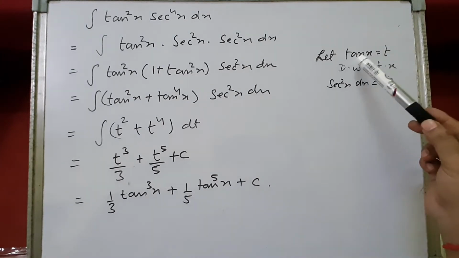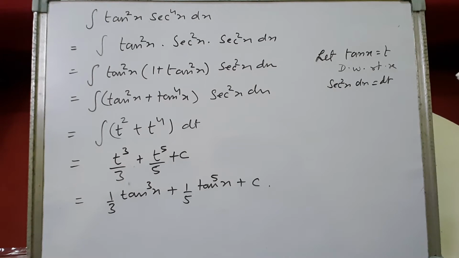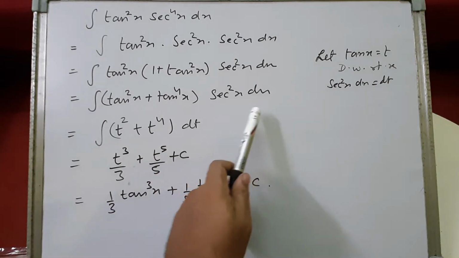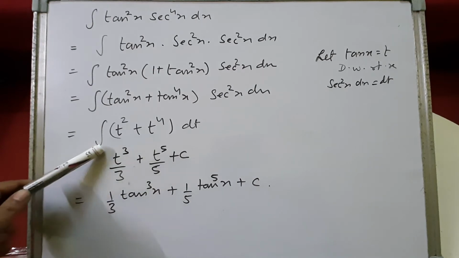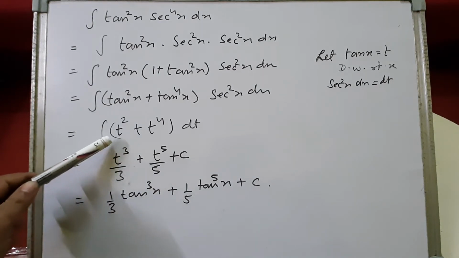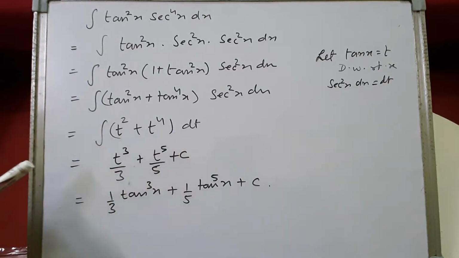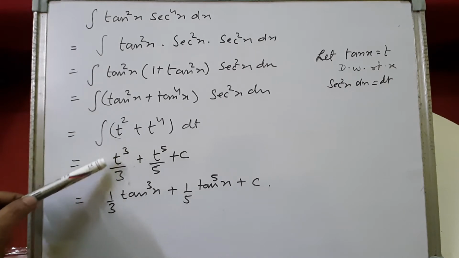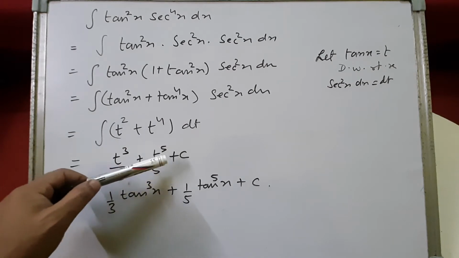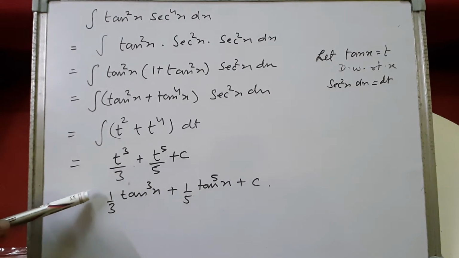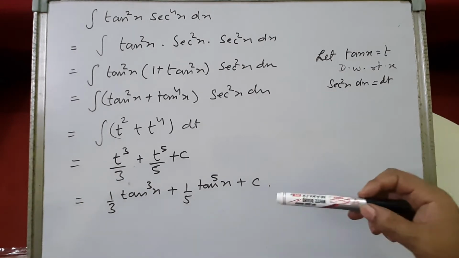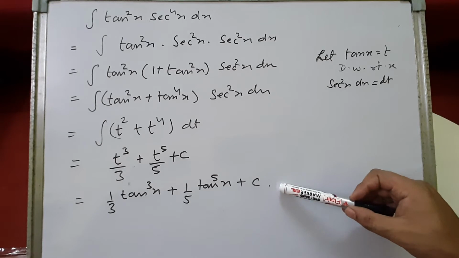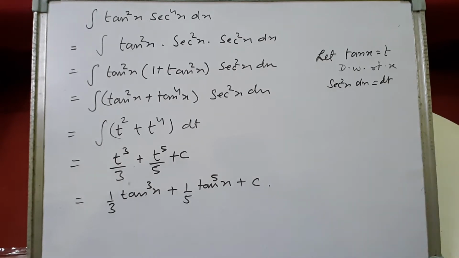Now we'll assume tan x as t. Differentiating with respect to x, we'll get sec square x dx as dt. Substituting the value of tan x as t, in place of sec square x dx we can write dt. This will become the integration of t square plus t to the power 4 dt. So integration of t square is 1 by 3 t cube plus 1 by 5 t to the power 5 plus c. On substituting the value of t, we will get 1 by 3 tan cube x plus 1 by 5 tan to the power 5x plus c.